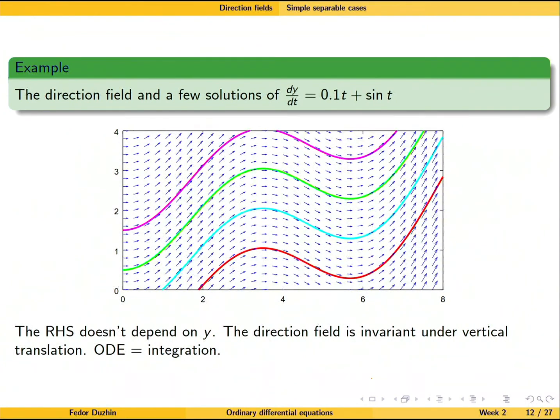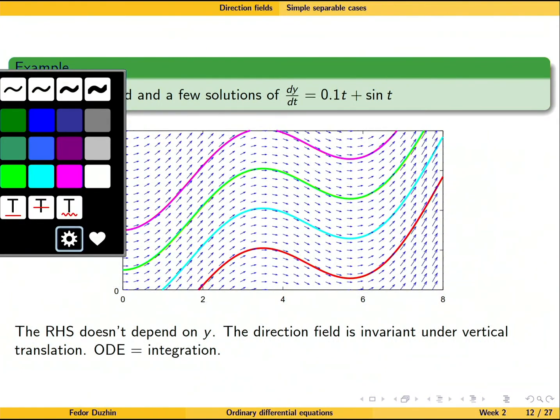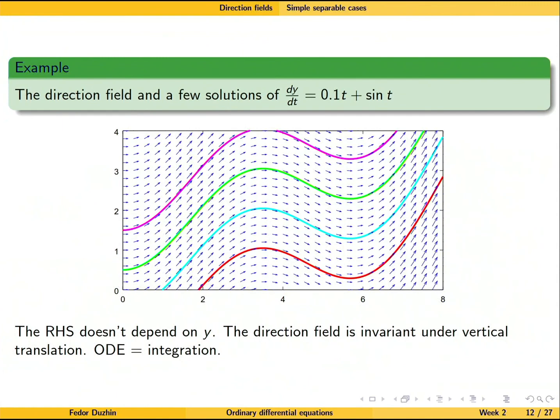Well, generally speaking, there is no method to recognize the direction field of a separable differential equation by just staring at it. But there are some ways to do it in some partial cases. Like, for example, if the right-hand side does not depend on y. So if the right-hand side is only a function of t, like here, and you can imagine that this can be thought of as a function of t times 1, where 1 is a function of y, but whatever.